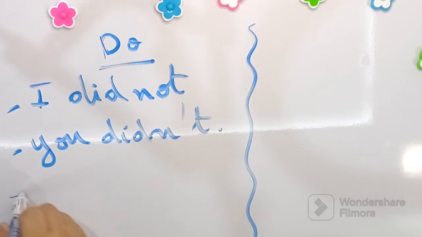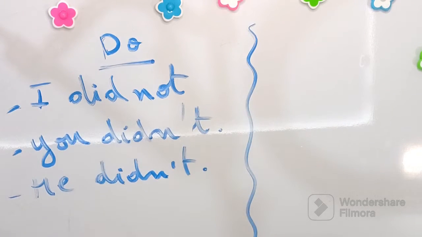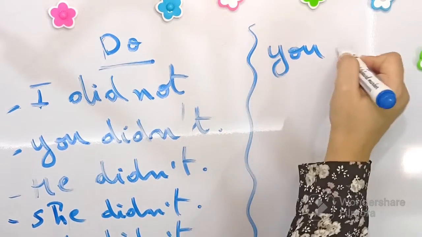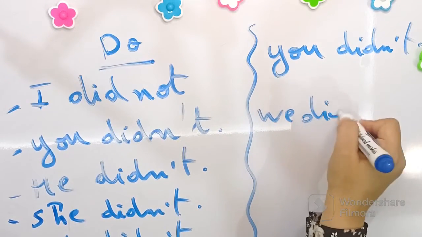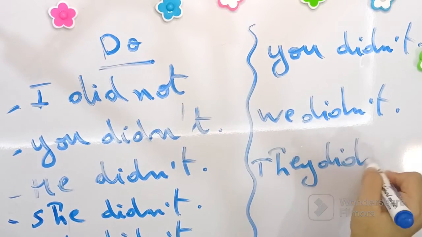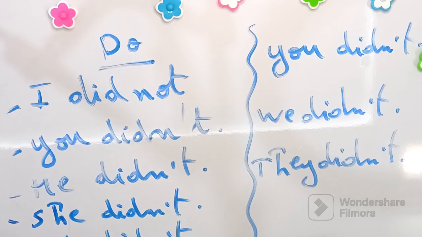You didn't. He didn't. She didn't. It didn't. You, plural, didn't. We didn't. They didn't. I did not, you didn't, he didn't, she didn't, it didn't, you didn't, we didn't, they didn't.